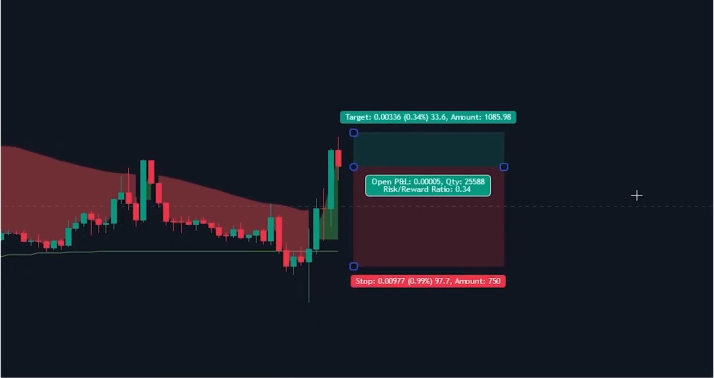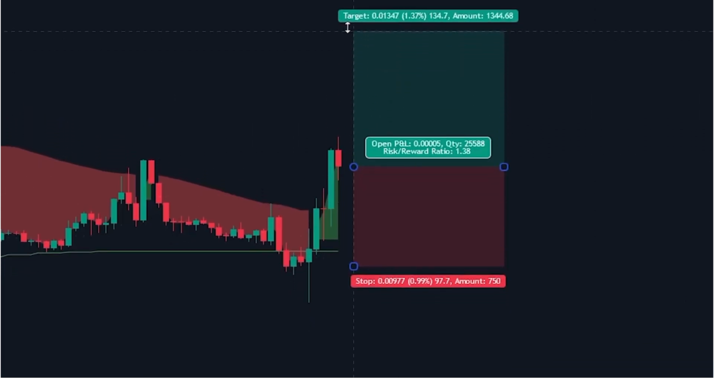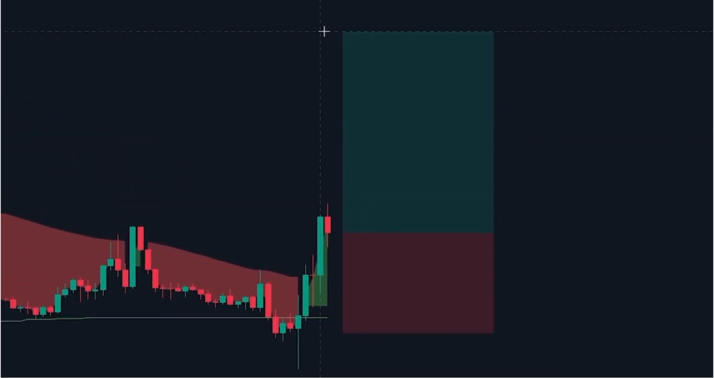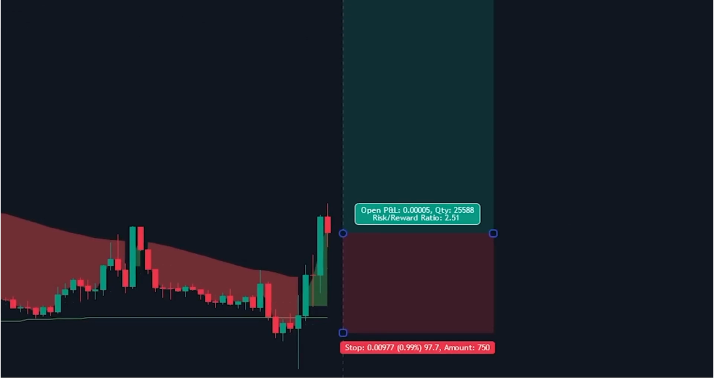Additionally, to optimize our profit potential, we will set a take profit level that offers an attractive 2.5 times risk to reward ratio. Now let's see how the trade plays out.